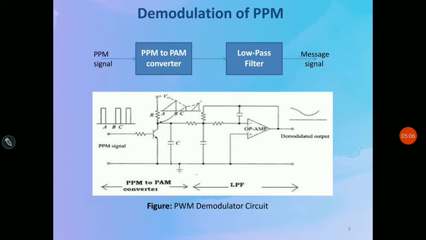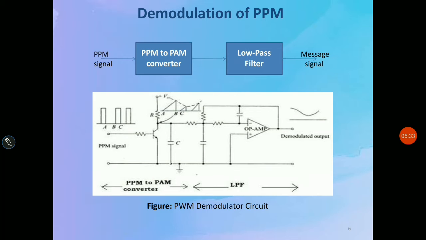So now, demodulation of PPM. Here you see in the block diagram that the PPM signal is passed through a PPM to PAM converter. Then it is passed through a low pass filter, and the output of the low pass filter is your modulating or message signal.